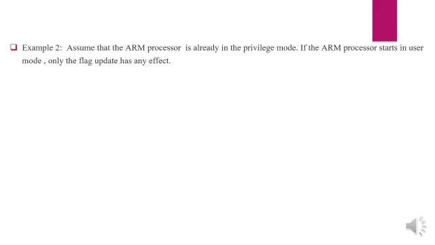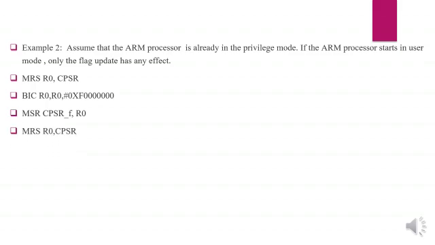Another example for defining the program status register instruction. Assume that the ARM processor is already in privileged mode. If the ARM processor starts in user mode, only the flag update has any effect. Here MRS R0, CPSR: we read the CPSR first, and BIC R0, R0, #0xF0000000 clears the N, Z, C and V bits. Next MSR CPSR_f, R0 updates the flag bits in the CPSR, so the N, Z, C and V flags are all cleared.